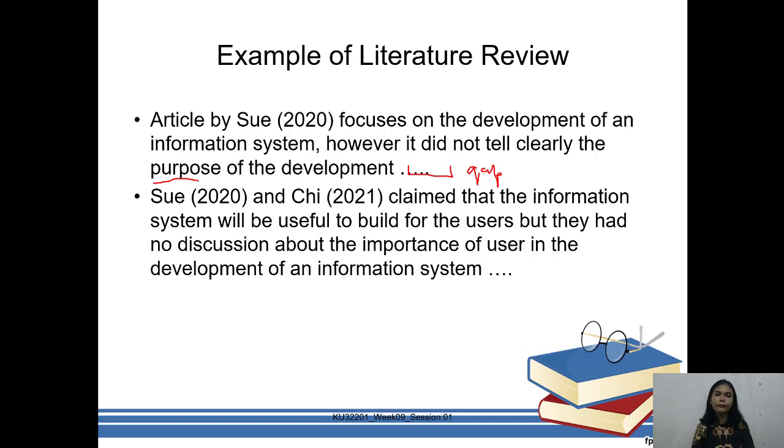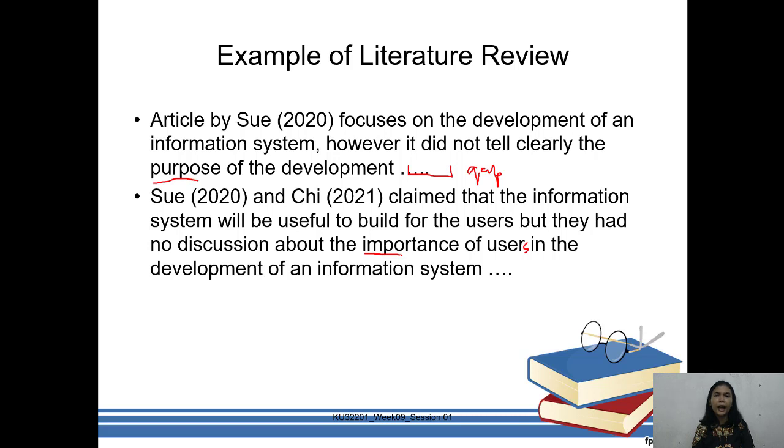Okay, and then for the second one, because the problem is they have no discussion about the importance of users in the development of information system. Therefore, in your research, you're going to focus on the discussion of the importance of users in the development of an information system. Okay, so that is the example of the writing for a literature review.